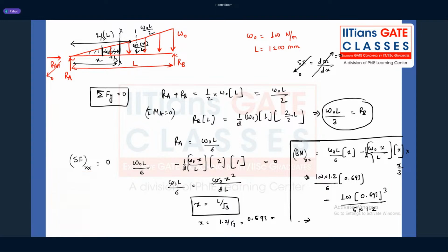If you try to calculate the value you are going to get, guys, 100 into 1.2 into 0.693 over 6. So 13.86 minus 100 into 0.693 whole cube over 6 over 1.2. So you are going to get like 4.6224. So finally, what is the bending moment? That is the maximum bending moment at that location. Like 13.86 minus this, you are going to get 9.237 Newton meter.